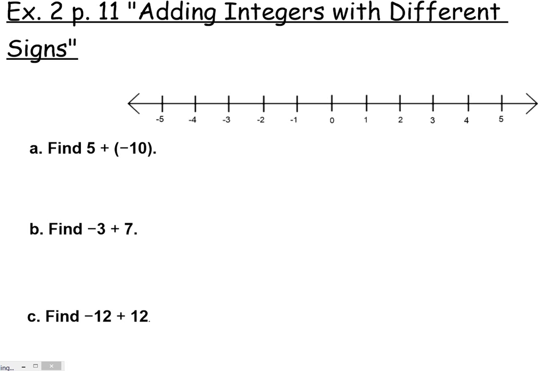So let's try example 2 on page 11. This is adding integers with different signs. Now for a, it says 5 plus negative 10.